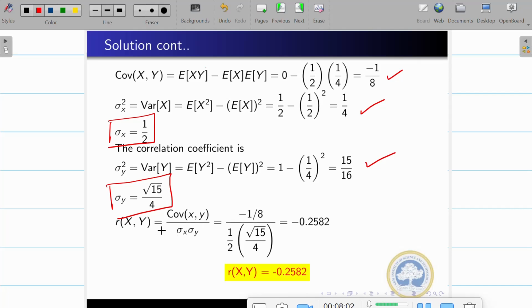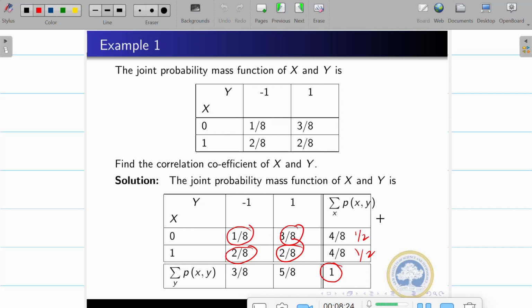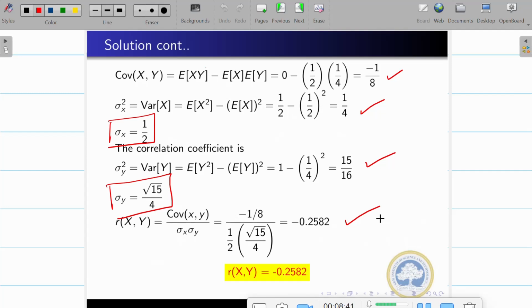So substitute in the Karl Pearson correlation formula, covariance upon sigma x sigma y. Covariance is minus 1 by 8, sigma x is 1 by 2 and sigma y is this value. On simplification, we got minus 0.2582. It is negatively correlated. Hope this is clear, right? Whenever a question is given, just identify whether it is a continuous case or discrete case, so that you can find your mean, variance, and the corresponding covariance. Then we can find the standard deviation and substitute in the Karl Pearson correlation formula.